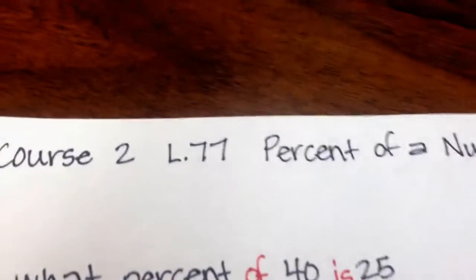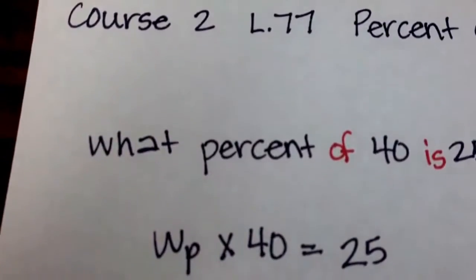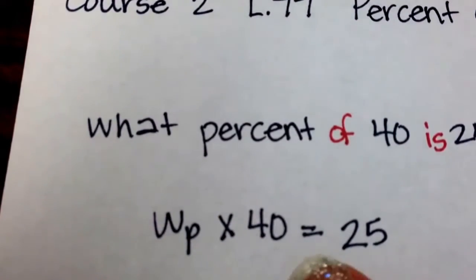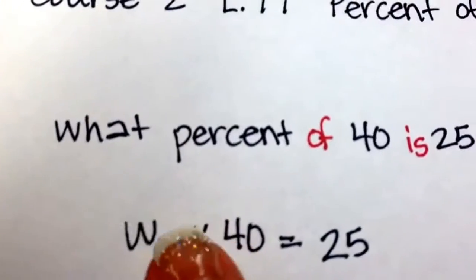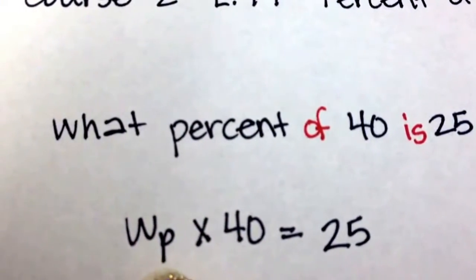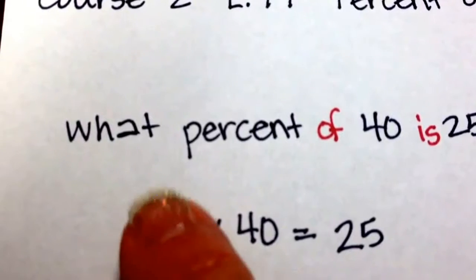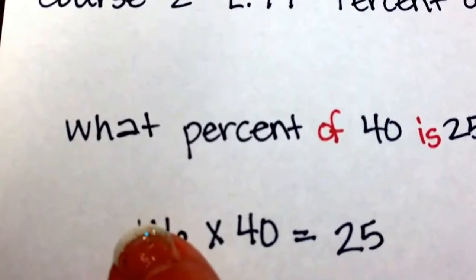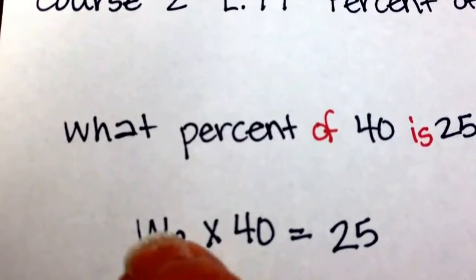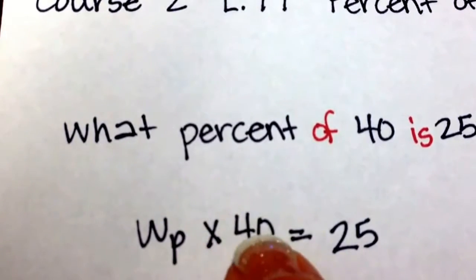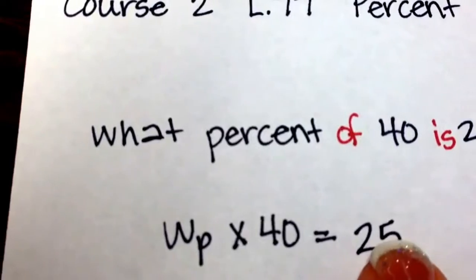What percent of 40 is 25? Well, we're going to remember that "of" means multiply, "is" means equal, right? So I'm just going to use WP for my variable. I could use anything there. I could use the letter X. It doesn't matter. But if I use WP, that reminds me I'm asking for percent. So what percent of 40 is 25?